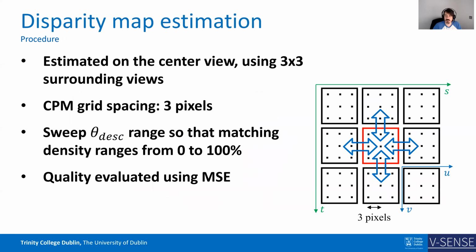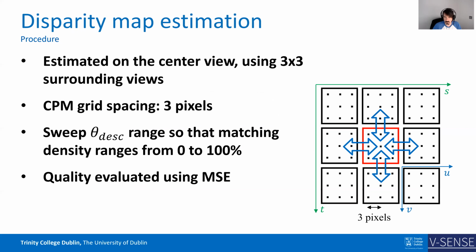So then we compare the descriptors for disparity map estimation. And for this experiment, we only estimate the disparity map for the center view using the 3x3 surrounding views. For the CPM, we use the sparse grid spacing of 3 pixels. And then the last important parameter is the check threshold used to remove outliers.